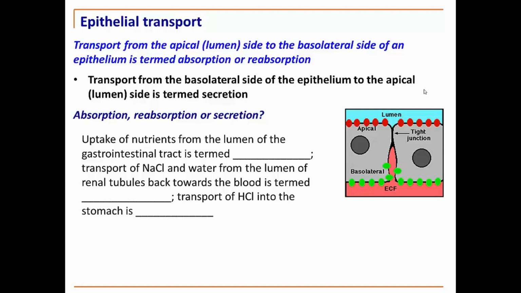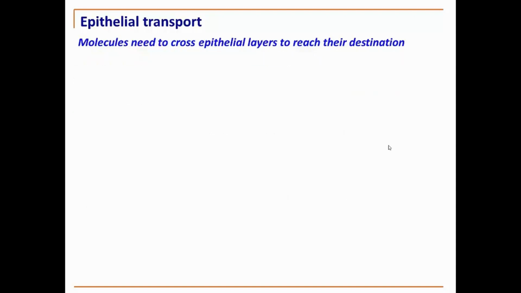Okay, so uptake of nutrients from the lumen of the GI tract has gone from the apical to the basolateral, so that is absorption. Transport of sodium chloride and water from the lumen of the renal tubules back towards the blood is termed reabsorption, because it's come in once, it's on its way out, and it's coming back in again. And transport of hydrochloric acid into the stomach is called secretion.